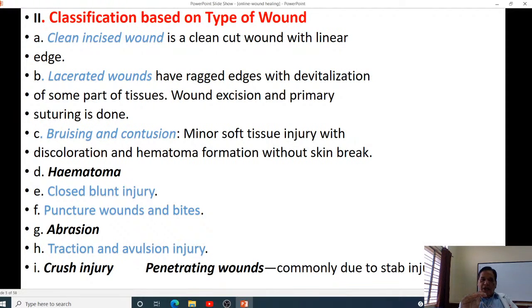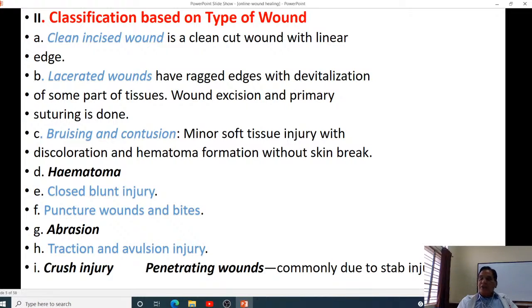Against clean, it comes lacerated wounds. What does it mean? The edges are ragged and there is an element of devitalization. So the treatment is different now. Here the treatment is wound excision and primary suturing. Don't suture the lacerated wound directly. In a clean wound, it is simply suturing.